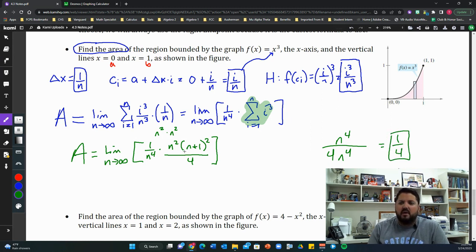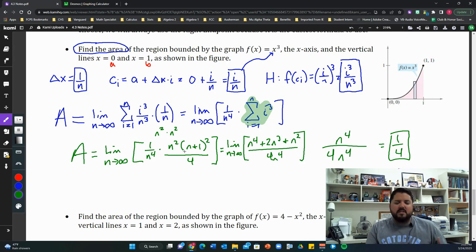That is the area of that region under the curve of x cubed from 0 to 1. Now, to do it properly, we would want to expand everything. So if we were going to write this out the proper way and not break any notational rules, then when I expand everything out in the numerator, I end up with n to the fourth plus 2n cubed plus 1n squared all over 4n to the fourth.